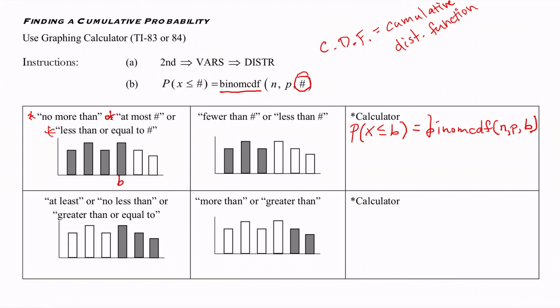Now, that is if we see it involving the less than or equal to symbol. On the other hand, if we see the strictly less than symbol, then we're not including B, but only the values below B. So it starts at B minus 1 and goes down from there. In other words, the probability that x is strictly less than B, you're going to use B minus 1 in our binom CDF formula.